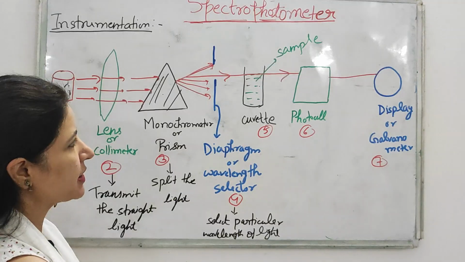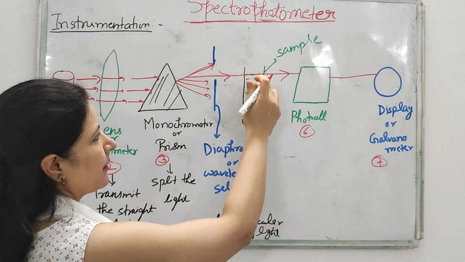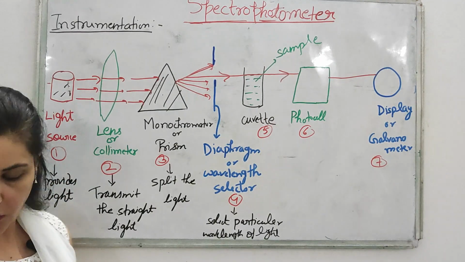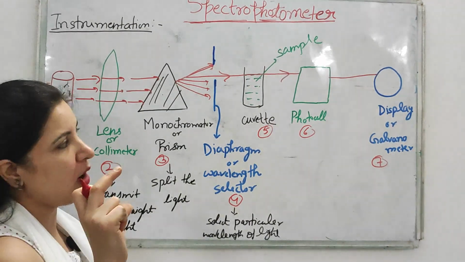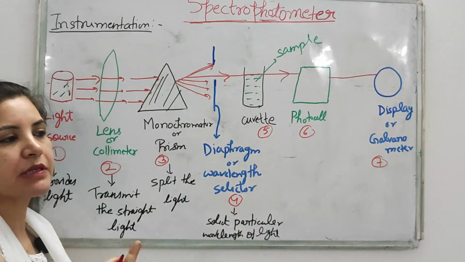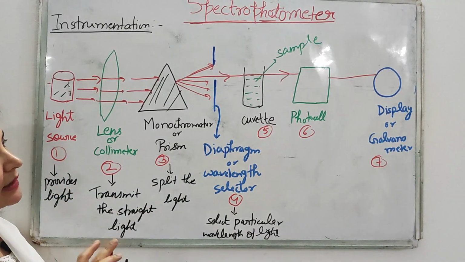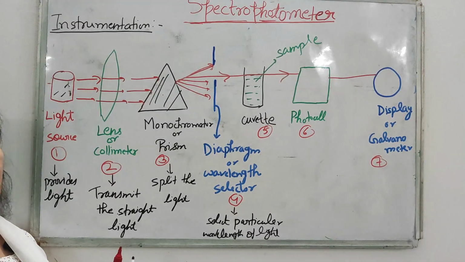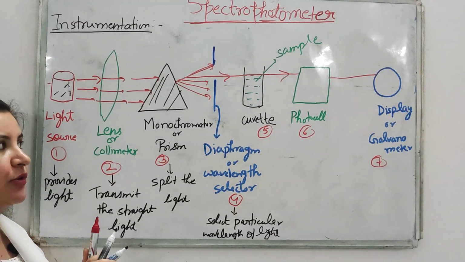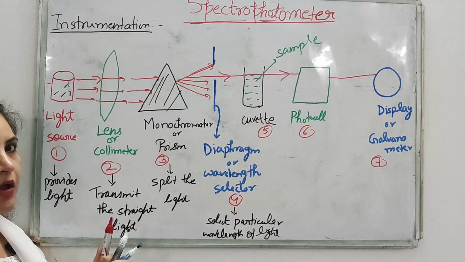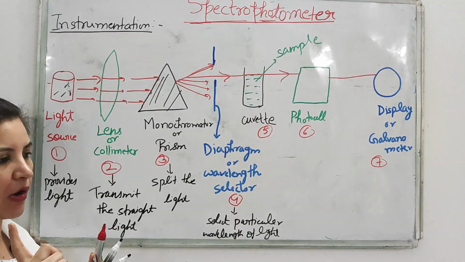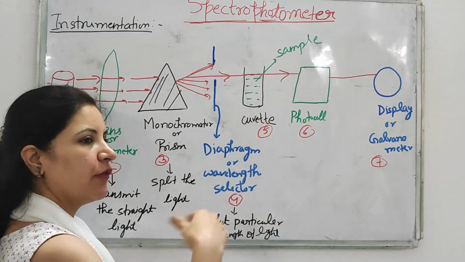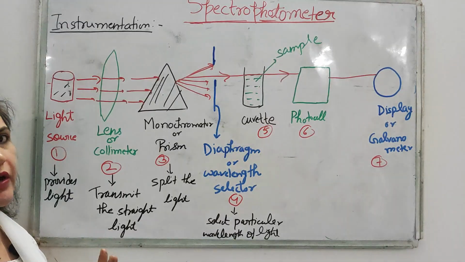After that, light passes through your cuvette. Cuvette is nothing but a kind of small test tube. And we studied yesterday that the material of the cuvette depends on which type of spectrophotometer you are using, whether you are using visible, UV rays, or infrared. According to that, the material of the cuvette depends. Yesterday we already discussed that.